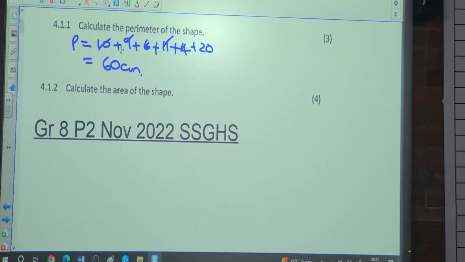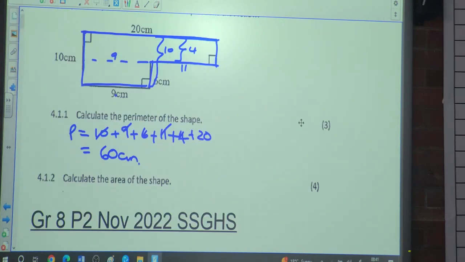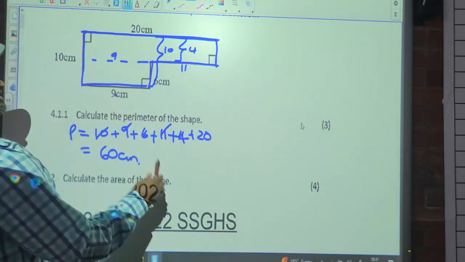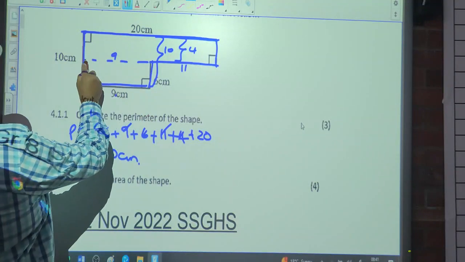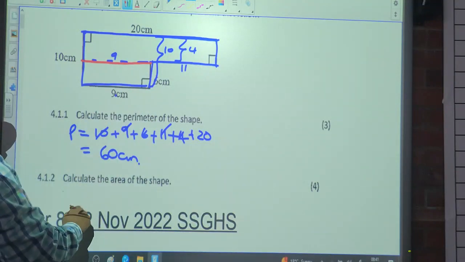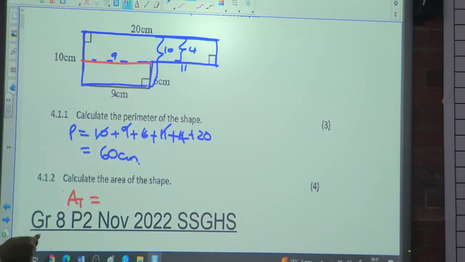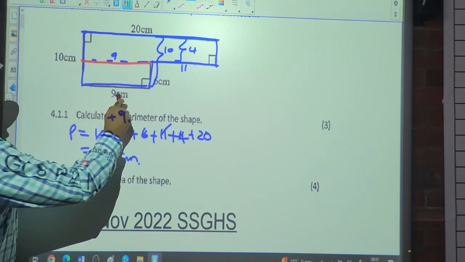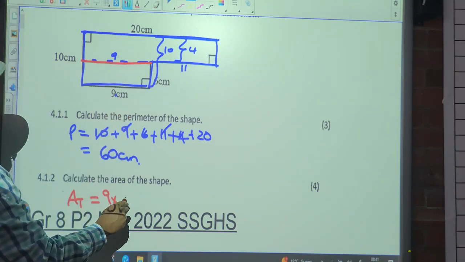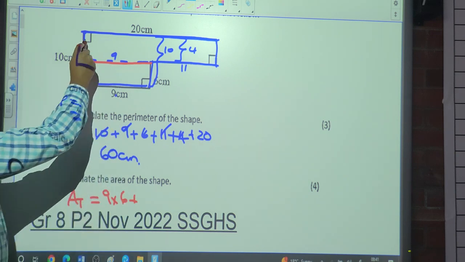Calculate the area of the shape. Right, how do you calculate area? We will have to divide it into basic shapes. And it's divided there. So the total area will be the area of the rectangle. How do you calculate the area of a rectangle? Length times breadth. So this would be 9 times 6 plus length times breadth.